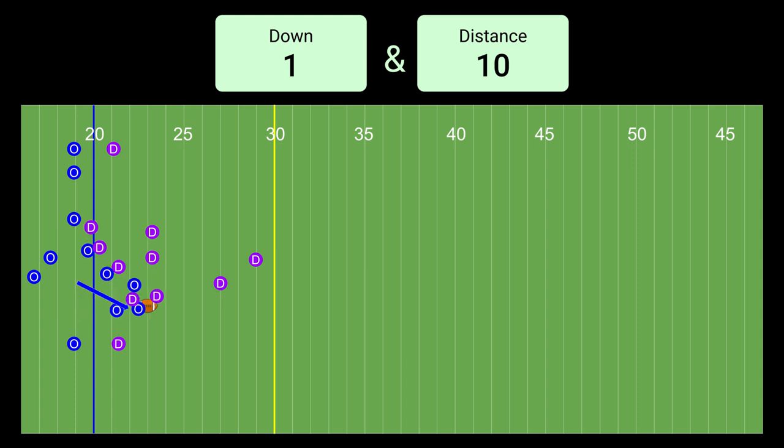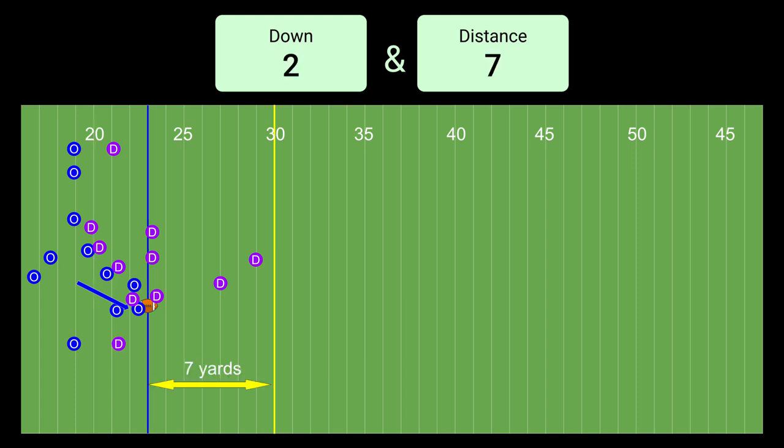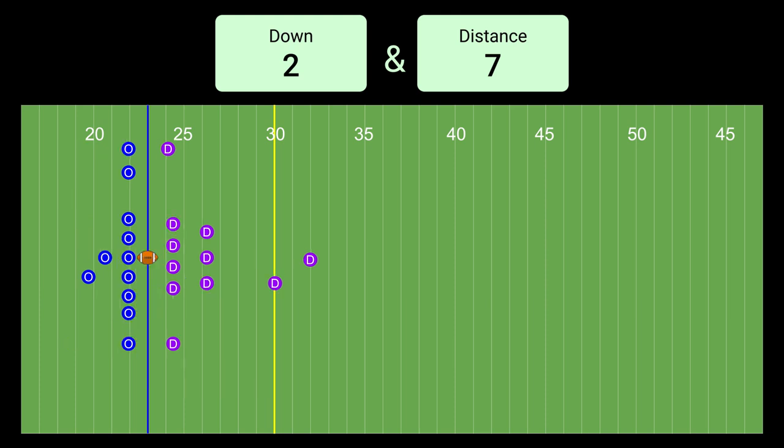Now, let's say we run with the football 3 yards down the field, but then we get tackled to the ground. The first play has ended. The ball is placed at the spot where the player was tackled, which in this case is the 23-yard line. So the down and distance is 2nd and 7. The players all line up again on their sides to get ready for the next play.